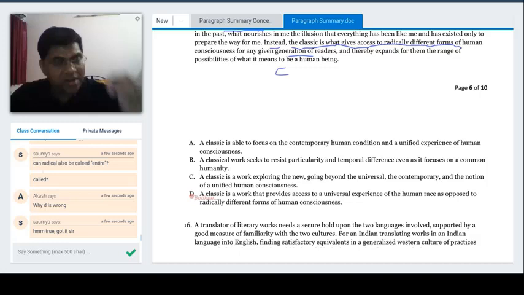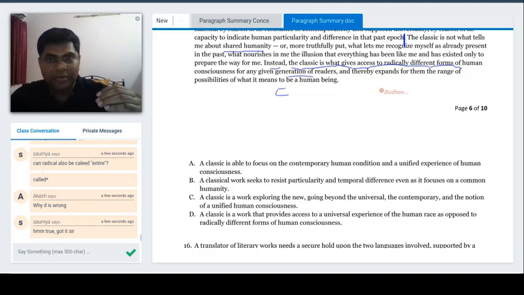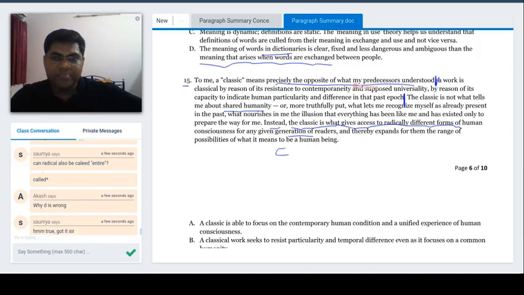He says a classic is something that is radically different. It gives access to radically different forms of human consciousness. That's why D is wrong. Because the author says at the start, to me, a classic means precisely the opposite of what my predecessors understood. फिर author क्या बोलता है? A work is classical by the reason of its resistance to contemporary. And suppose, तो अगर वो classic है, इसका मतलब वो क्या कर रहा है?